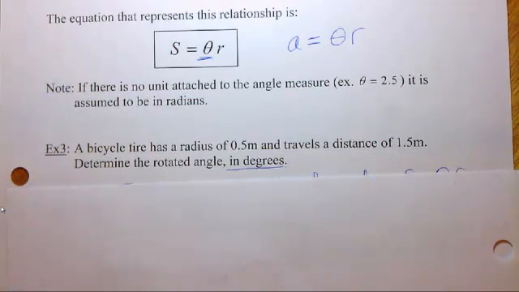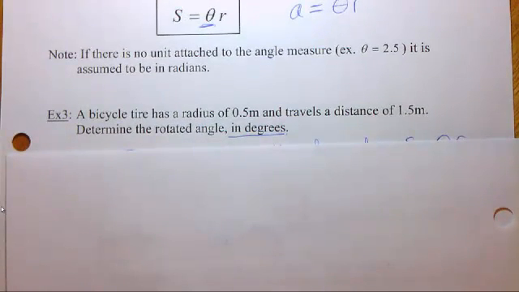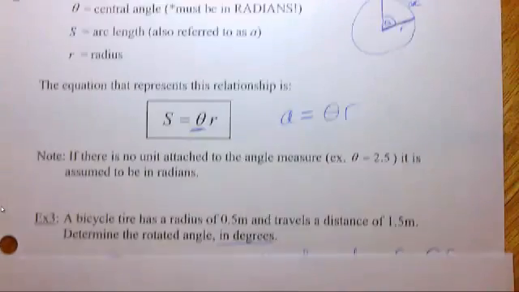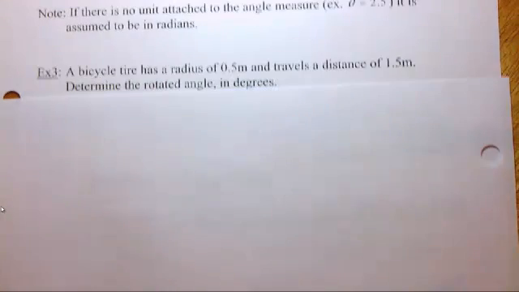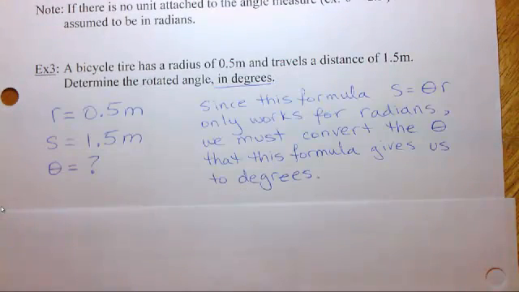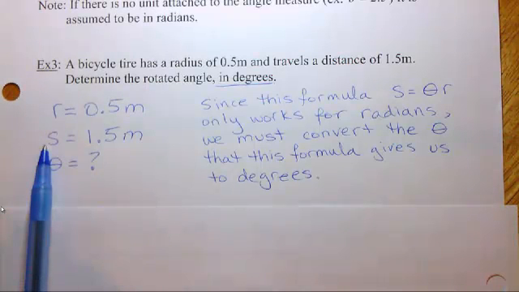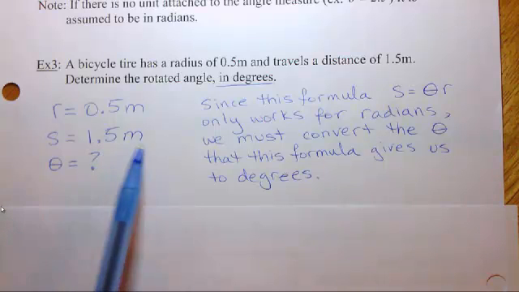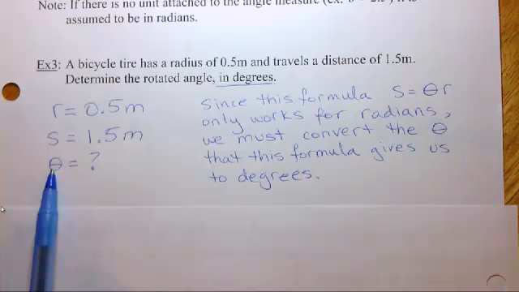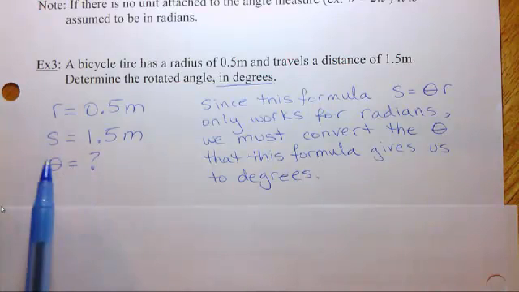All right, now a bicycle tire has a radius of 0.5 meters and travels a distance of 1.5 meters. Determine the rotated angle in degrees. So that's this angle right here that we're talking about. These are all the things that we know. We know that the radius is 0.5 meters. We know that the arc is 1.5 meters. And we also know that we don't have any number for angle, so that's what we're trying to figure out.